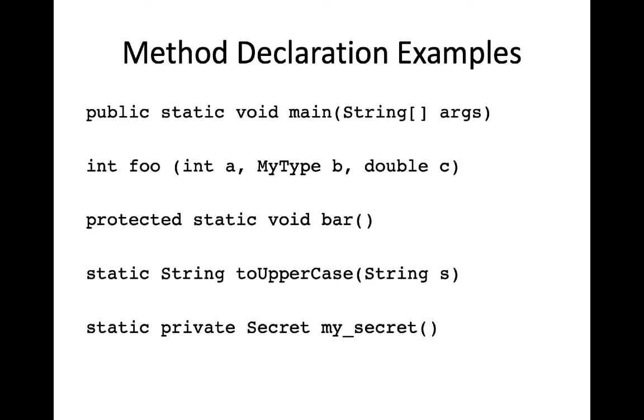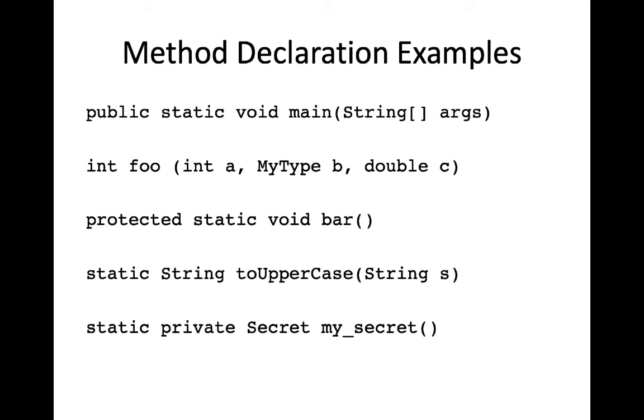Int, it returns an integer. So it is going to produce a value if you call it. The name of the method is foo. It takes 3 parameters. The first one is going to be an integer. The second one is going to be a reference to a myType object. And now we see that myType starts with a capital letter, so it must be the name of a class. Class names are also type names, and we'll see why later.